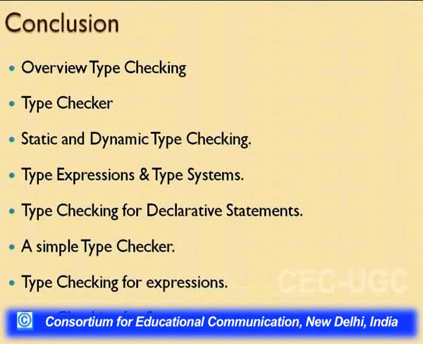So just to conclude, we have done our discussion on type checking, the type checker, and static and dynamic type checking. We have discussed a simple type checker, and type checking on expressions and statements. In the upcoming lectures, we'll start discussing intermediate code generation, and we are almost at the end of semantic analysis.